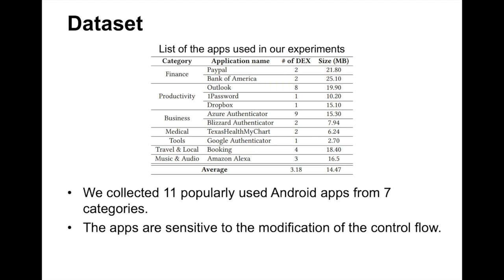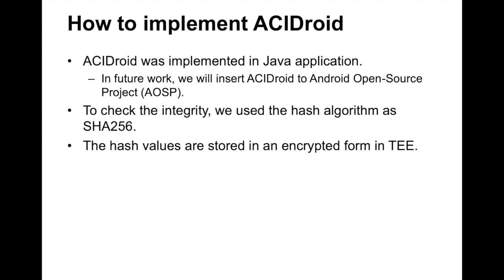To evaluate our system, like this table, we collected 11 popularly used Android apps from 7 categories. The apps are sensitive to the modification of the control flow. To test the modification of the real-world applications, we implemented our proposal like the following. ACIDroid was implemented in a Java application, not in the kernel. Our system is more effective in the Android kernel, so in future work, we will insert ACIDroid to the Android open source project. To check the integrity, we use the hash algorithm SHA-256. The hash values are stored in an encrypted form in a trusted execution environment.